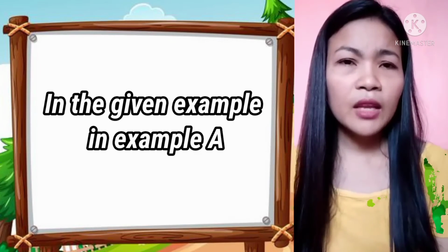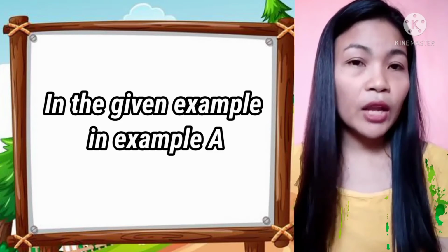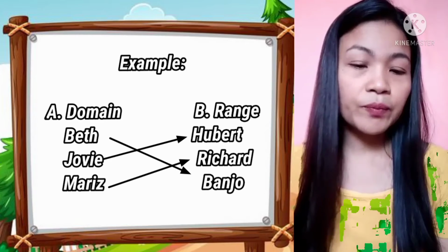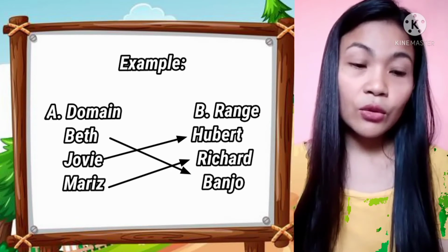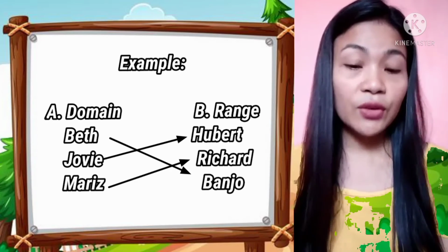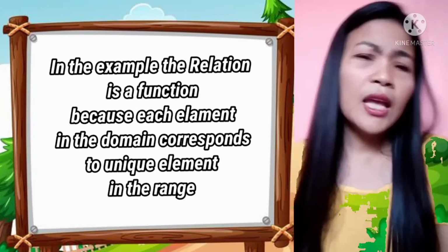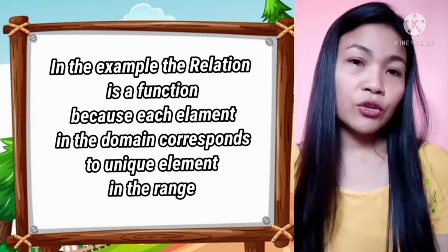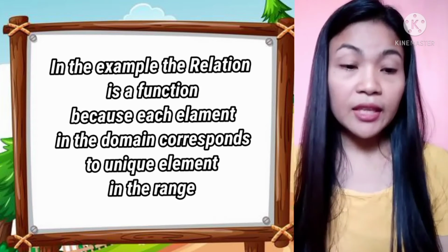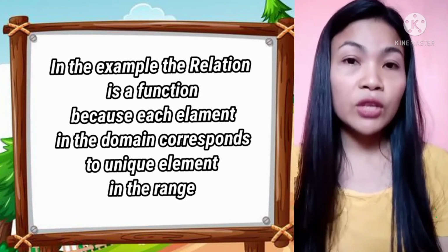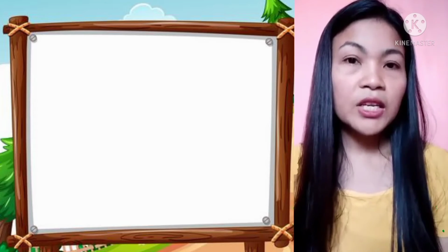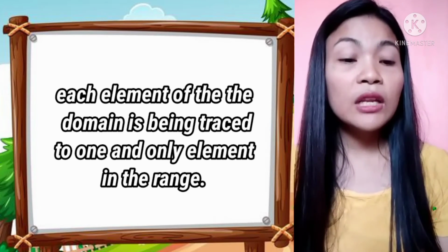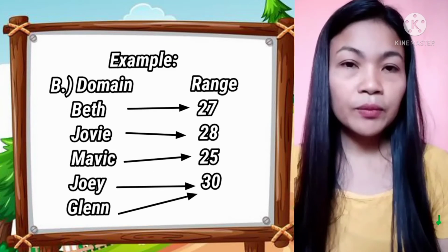In the given example A, Belen is traced to Banjo, Jovi is traced to Hubert, and Maris is traced to Richard. In the example, the relation is a function because each element in the domain corresponds to a unique element in the range. Each element of the domain is traced to one and only one element in the range.